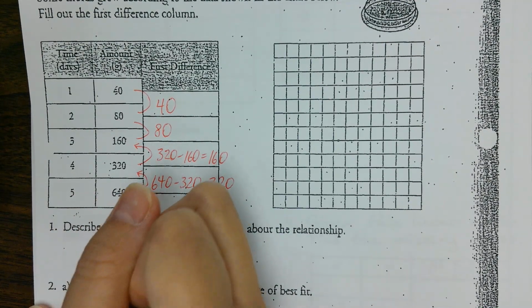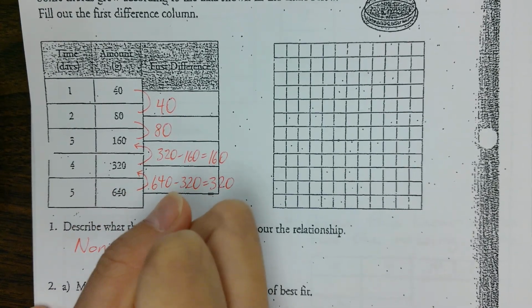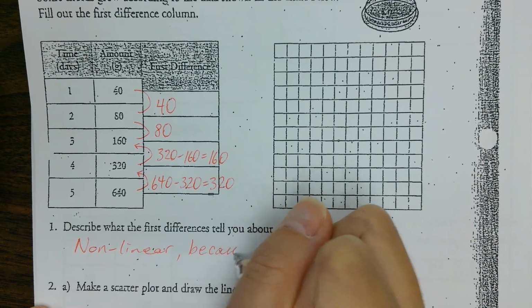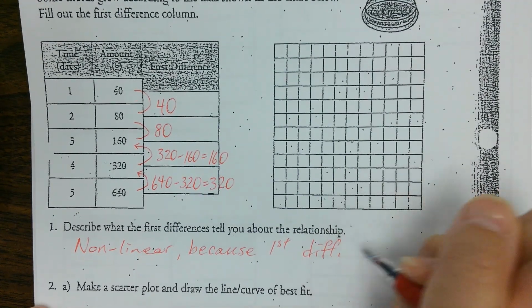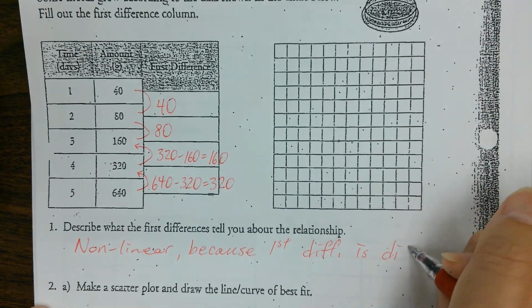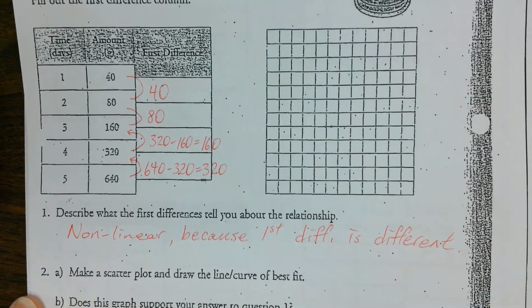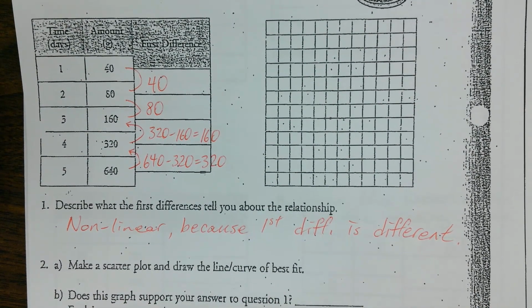Sorry? Nonlinear. So it's a nonlinear relation because first difference is different, or not the same. Okay, as weird as it sounds, that's all you have to write on the test because first difference is different.